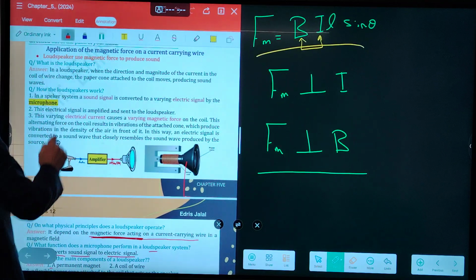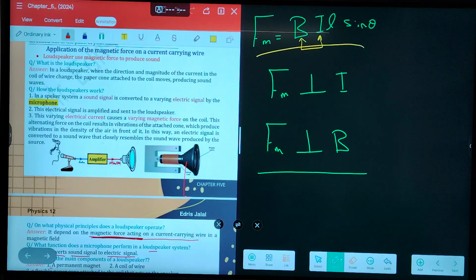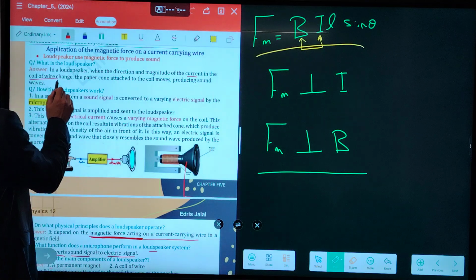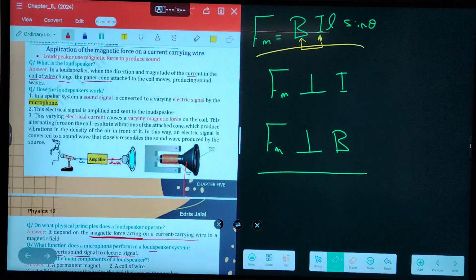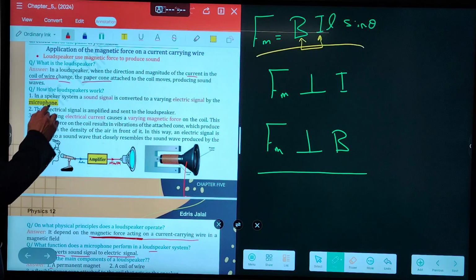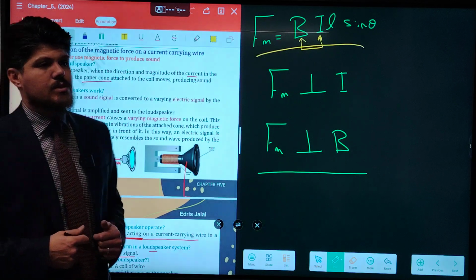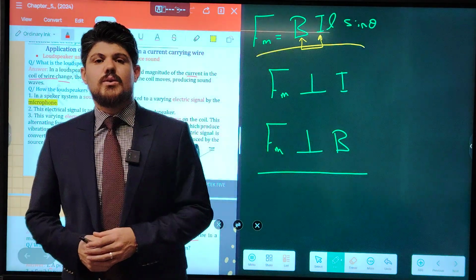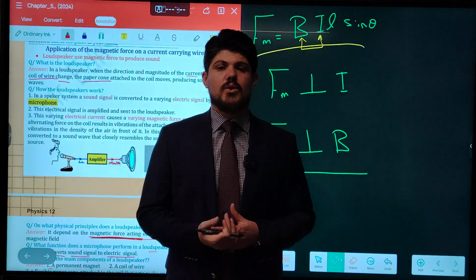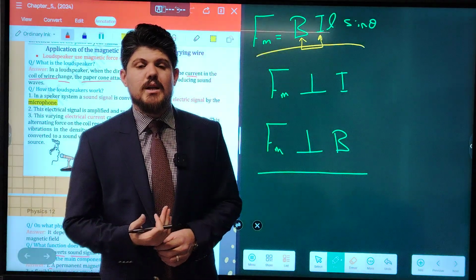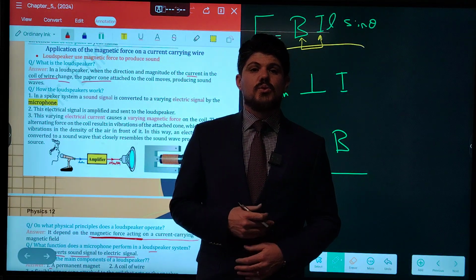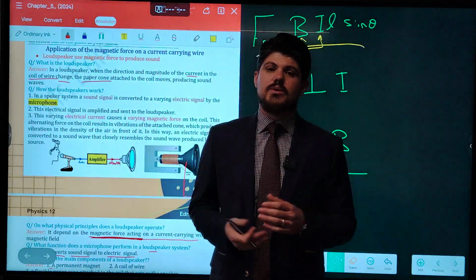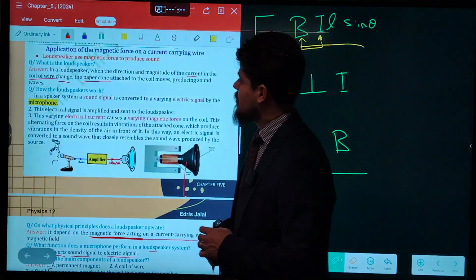What is a loudspeaker? Guys, in a loudspeaker, when the direction of the current in the coil of wire changes, the paper cone attached to the coil moves and produces sound waves. That is how loudspeakers work. The loudspeaker principle is based on the magnetic force on a current carrying conductor. So the loudspeaker works because of the magnetic force acting on the coil of wire, and the variation of the magnetic force on the coil makes the attached paper cone of the loudspeaker vibrate, and it produces a sound wave and the amplified sound wave.